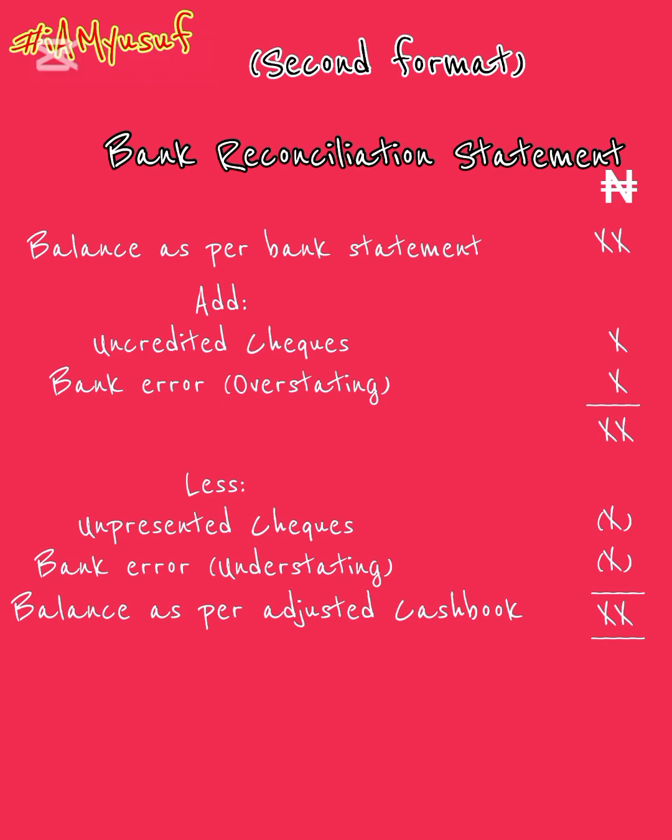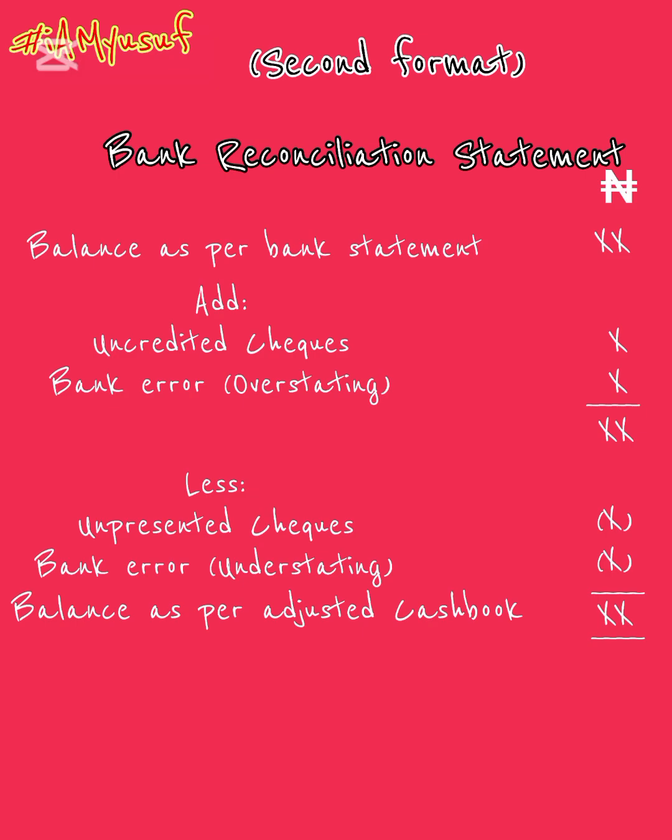If you want to do this in reverse order, add uncredited checks and bank errors, those things you were supposed to deduct in the first format. Then you deduct unpresented checks, the ones that were not given or presented to the bank, right? And then the bank error that is understating, you want to lessen it also. That is in brackets, remember brackets in accounting mean to lessen. And then what you have will be the balance as per adjusted cash book, which should be the same as your bank balance in the adjusted cash book that you prepared. If not, something is off.